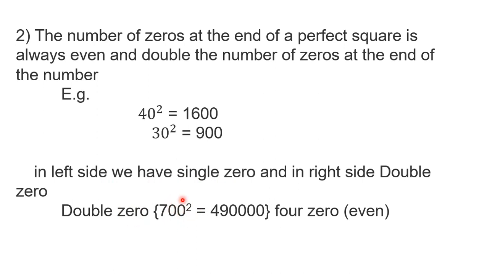Here the number has 2 zeros, so its square number ends with 4 zeros. So always when a number has zeros, its square number will have double the zeros. If a number has 2 zeros, it will have 4 zeros in the square number. If a number has 1 zero, its square number has 2 zeros. If a number has 3 zeros, its square number ends with 6 zeros.